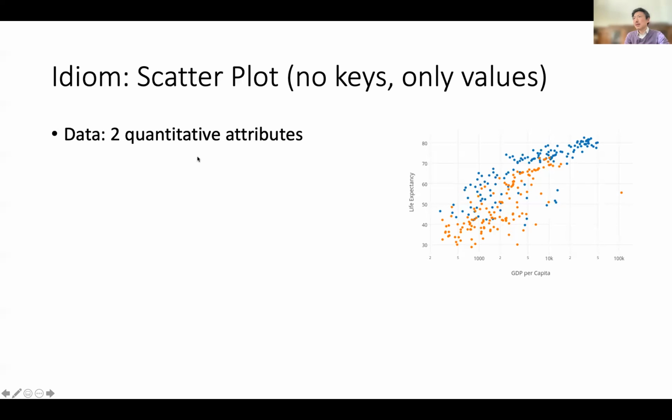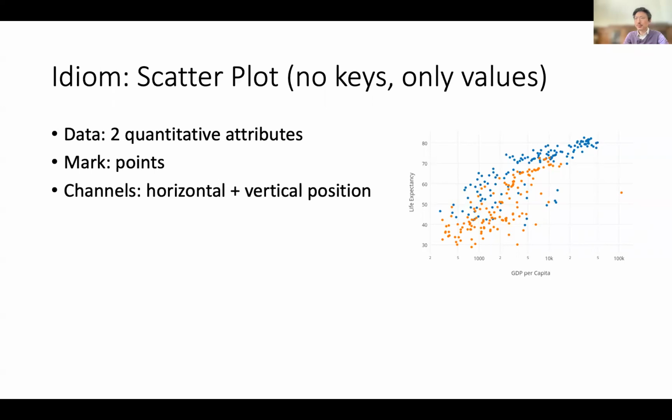By default, it's good to show two quantitative attributes, so that will be either the x-axis or the y-axis. For a scatter plot, the mark is a point, as we're seeing here. If you're using the size, it's strictly speaking no longer a scatter plot. It becomes a bubble chart. In terms of channels, you're using both the horizontal and vertical positions.